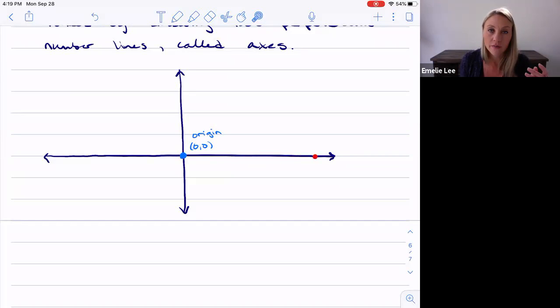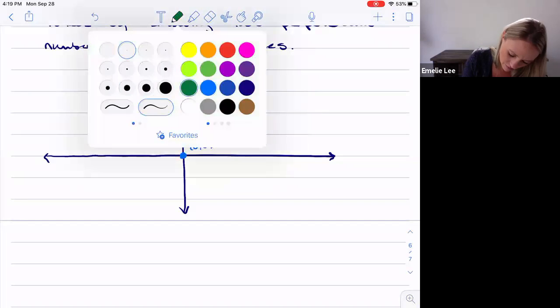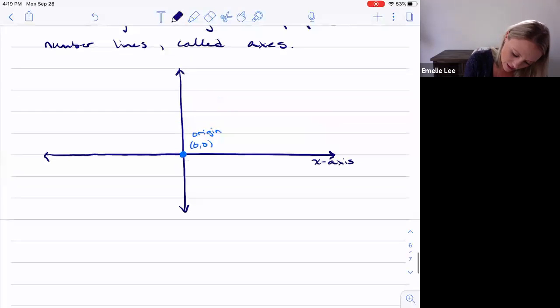Anything to the right on the x-axis is positive. Anything to the left is negative. Same thing on the y-axis. Anything below the origin is going to be negative. Anything above the origin is positive. Hopefully that's ringing some sort of bell. So here we've got the x-axis, and here we've got the y-axis.